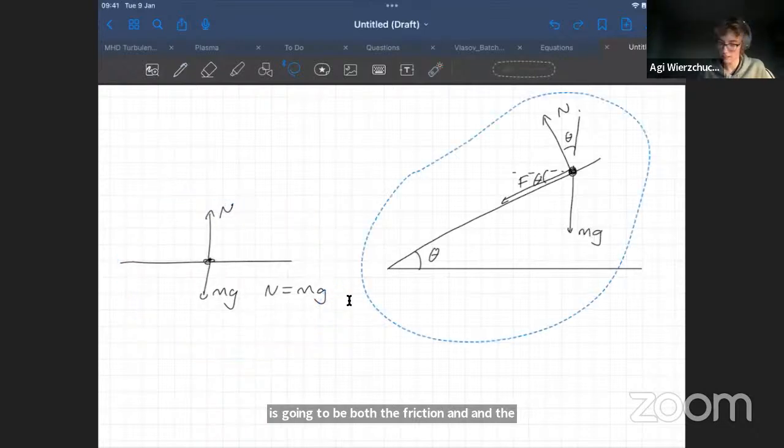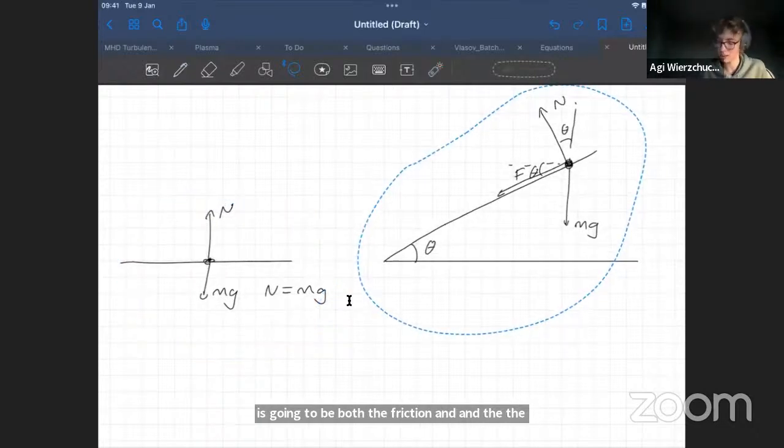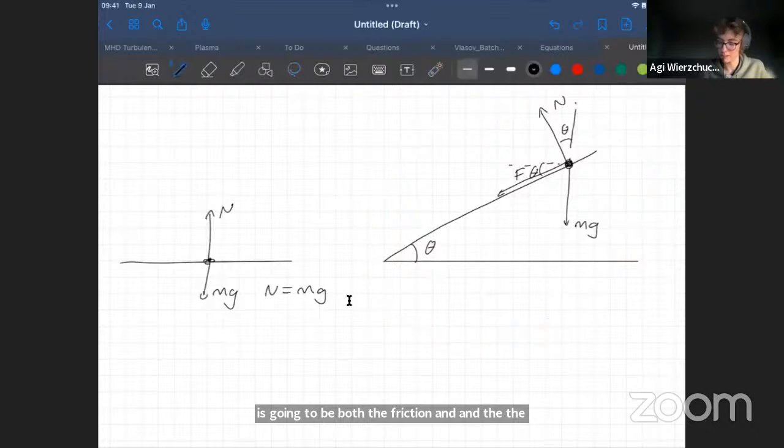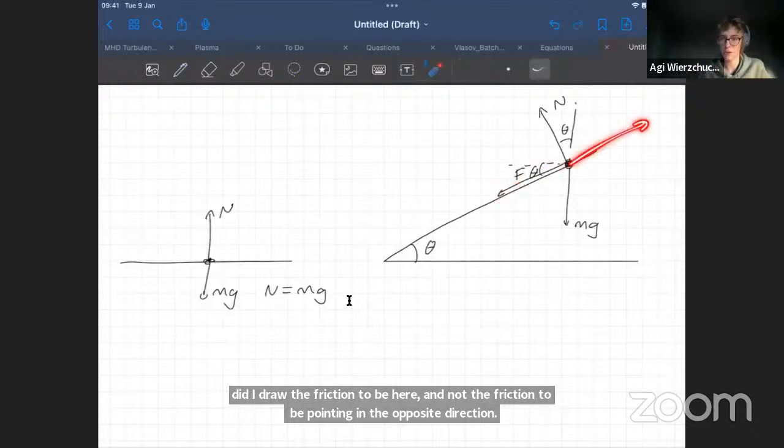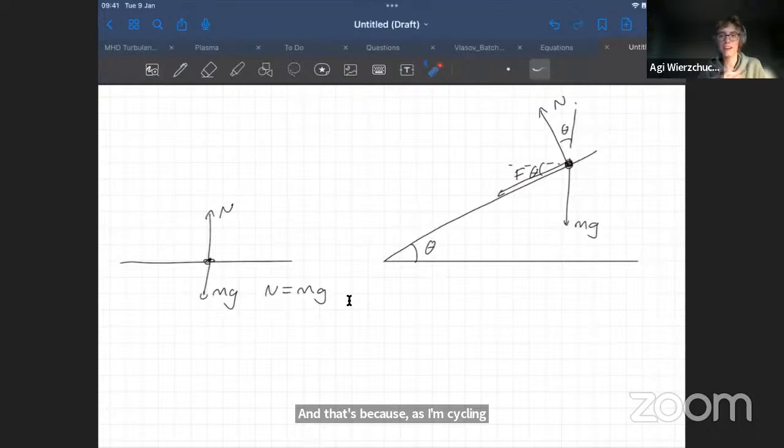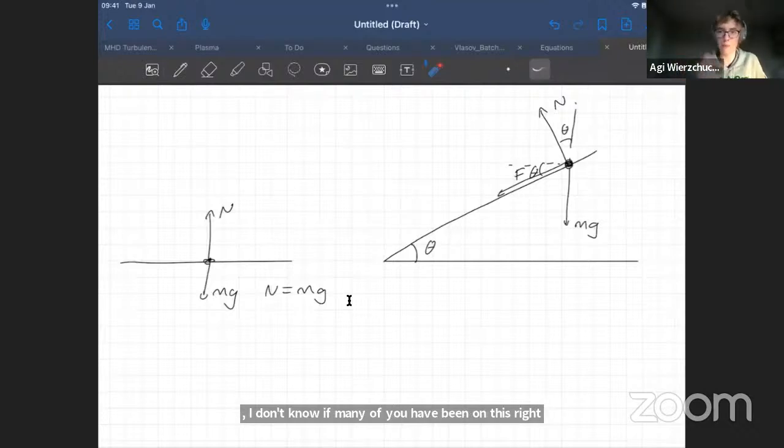Another question you might be asking is, why did I draw the friction to be here and not pointing in the opposite direction? That's because of common experience as I'm cycling around this velodrome. I don't know if many of you have been on a ride where you sit at the back and it rotates you, and you're pushed into the back. I'm not going to go into detail why you're pushed, even though the centripetal force acts towards the centre.